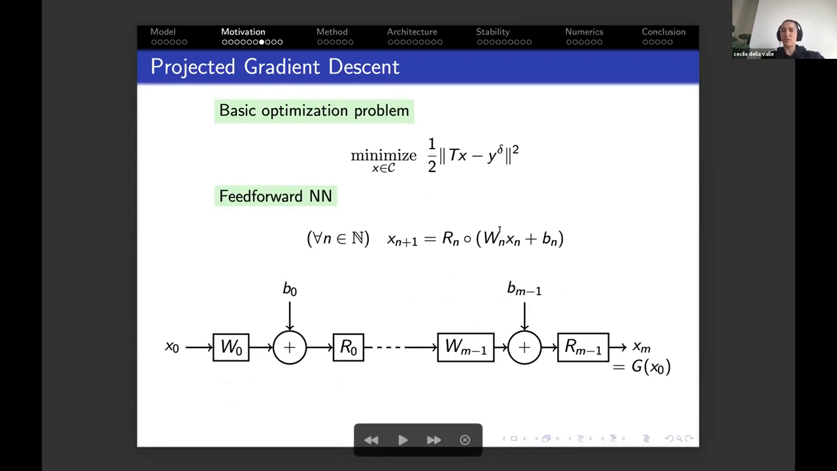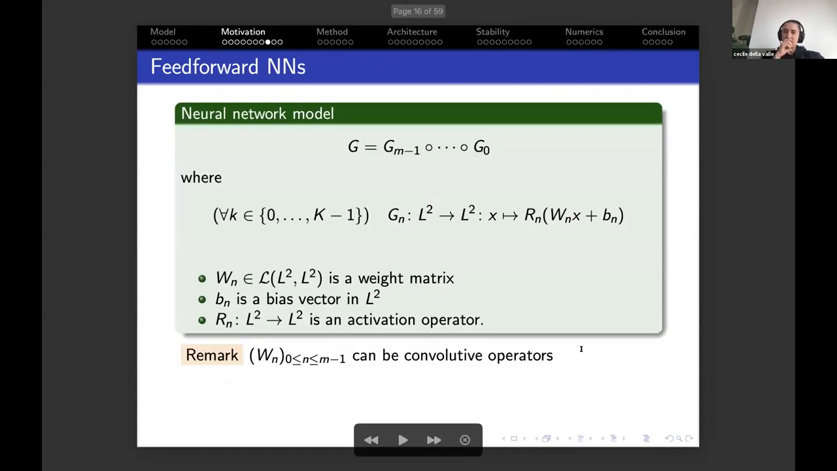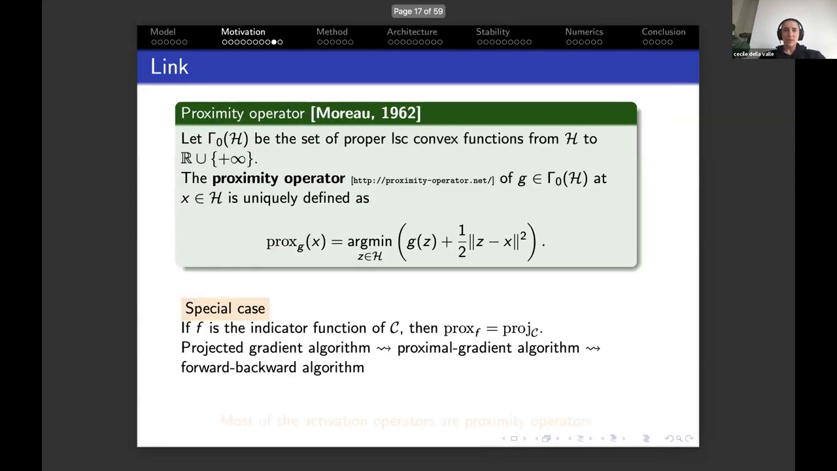It looks like it because here, instead of a projection, in a feed-forward network we have an activation function. So I define G, my neural network, which is a combination of a linear operator, the sum with the bias, and an activation function. So G is a layer of my neural network, and Wn can be, for example, convolutive operators. Now I still have to make a link between my projection and my activation function.